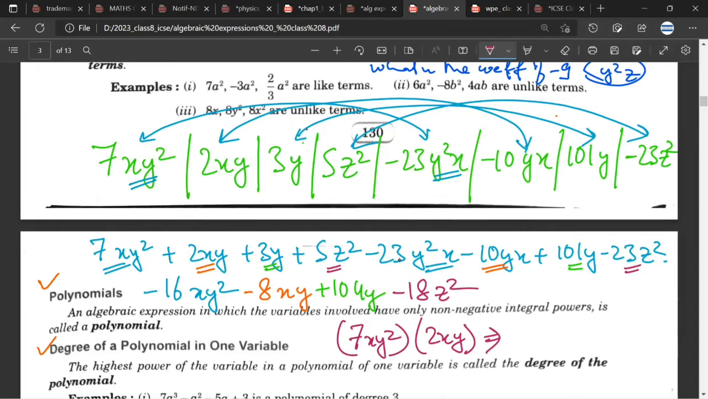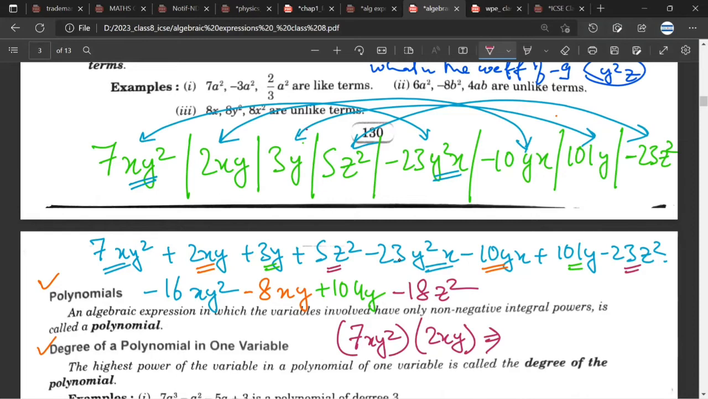So unlike terms can't be added or subtracted. They can be multiplied or divided. Like terms can be added, subtracted, multiplied, divided. The root cause of all the confusion that you will ever have in algebra would be regarding these like terms. So that is why I wanted to spend some time explaining to you all the definitions.